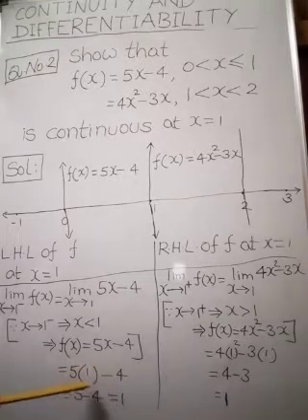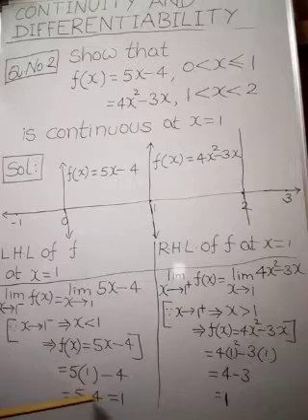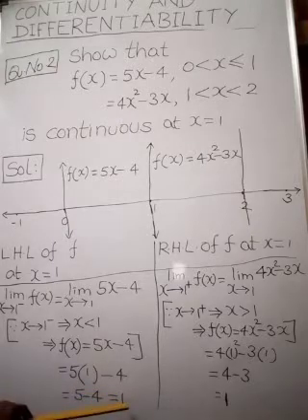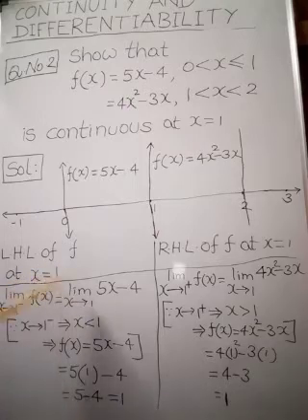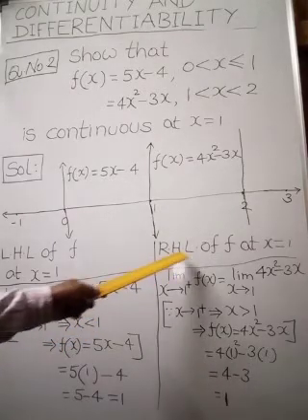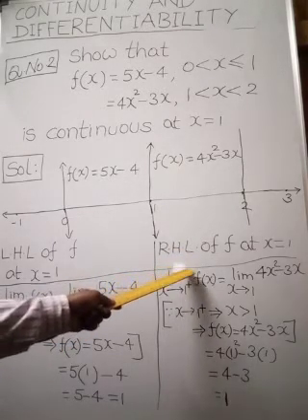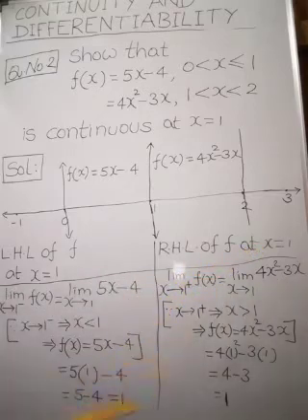What will you get here? 5 minus 4. By simplifying these two numbers, what will you get here? 1. So, left hand limit of f at x is equal to 1 is 1. Understood this part, my dear children? Right. Now come to RHL, right hand limit of f at x is equal to 1.